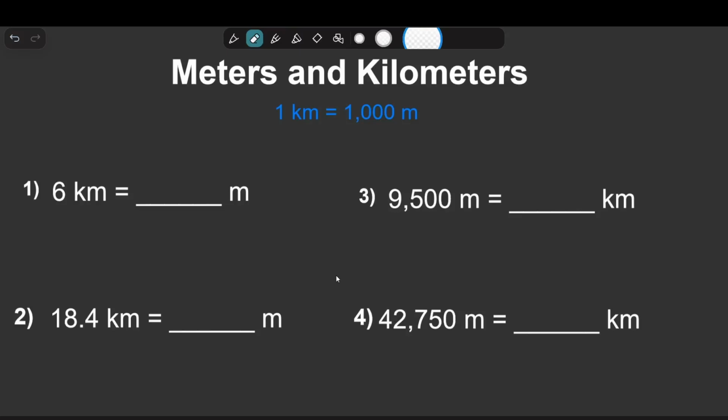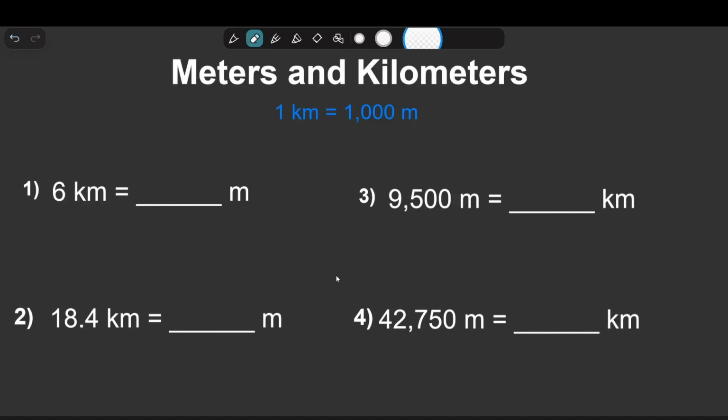Hello guys, welcome back to a new video, and in this video we're going to be covering how to convert between kilometers and meters. So remember this key rule: 1 kilometer equals 1,000 meters.